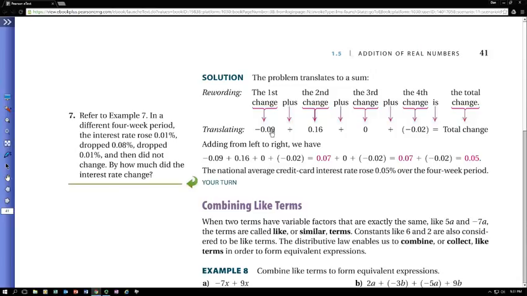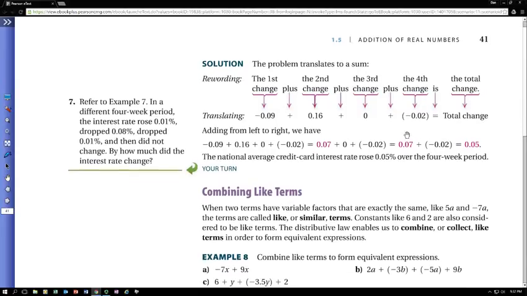The first change was a negative 0.9. The second change was 0.16. That's positive. It went up. The third change was 0. They said there was really no change. I said 3 periods. There were really 4 periods talked about. And then the fourth change was a negative, or went down 0.2%. So all we need to do is add these together, and that'll be my total change for that length of time.